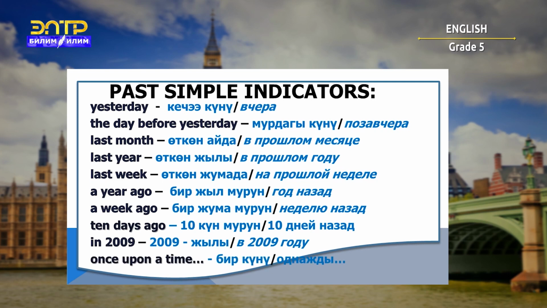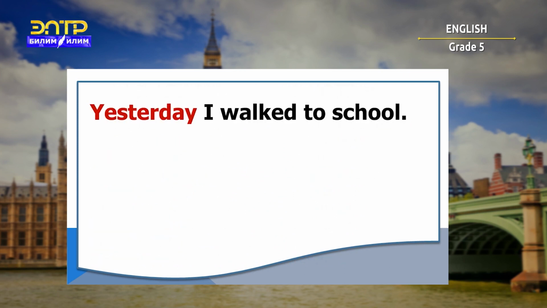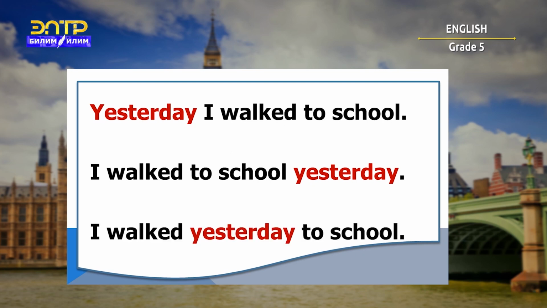The time expression appears either at the beginning or at the end of the sentence, never in the middle of the sentence. For example, "Yesterday I walked to school," or "I walked to school yesterday." Don't use it in such a way: "I walked yesterday to school." It's not right. So "Yesterday I walked to school" is okay. "I walked to school yesterday" is okay. And "I walked yesterday to school" is not okay.